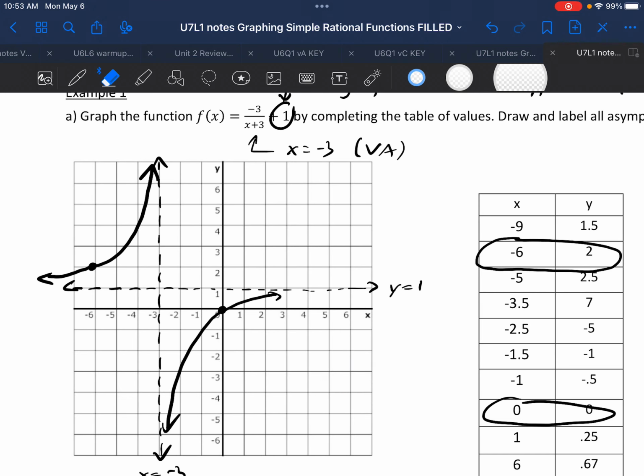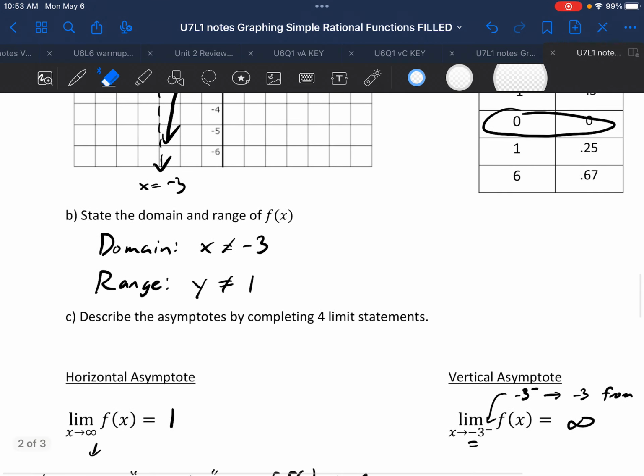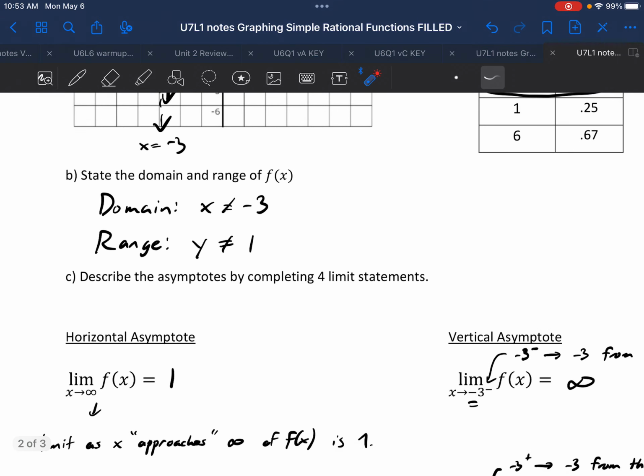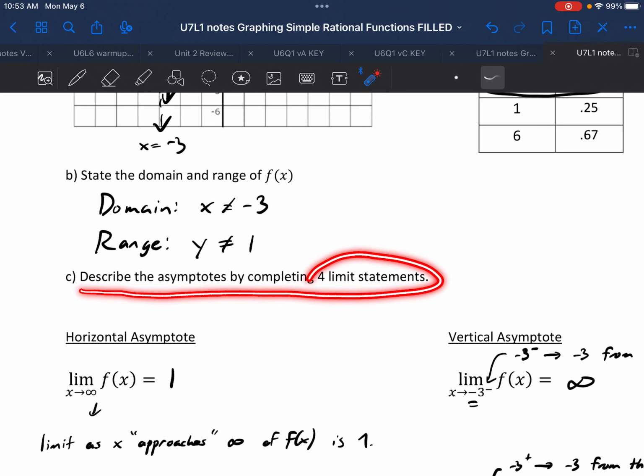In terms of your horizontal asymptote getting crossed. Okay, so those asymptotes guide the way we describe domain and range. All right, and then the last thing, and I'm going to pause this video because I think it's been long enough, and I'll make a second one. But we're going to describe the behavior of the graph by using limit statements, okay?